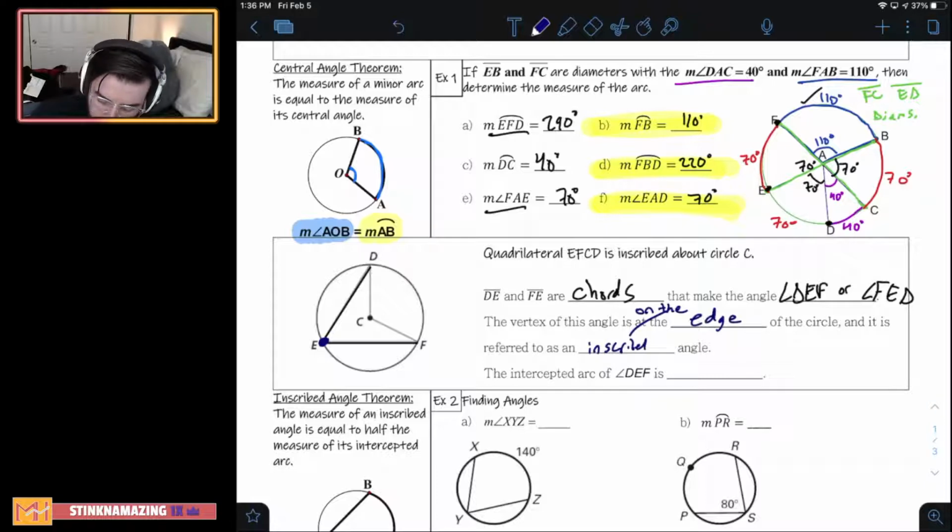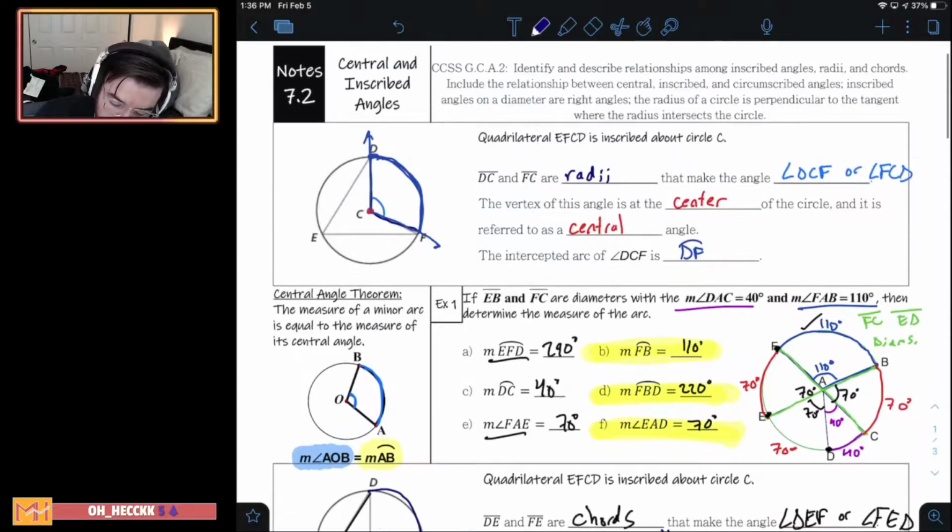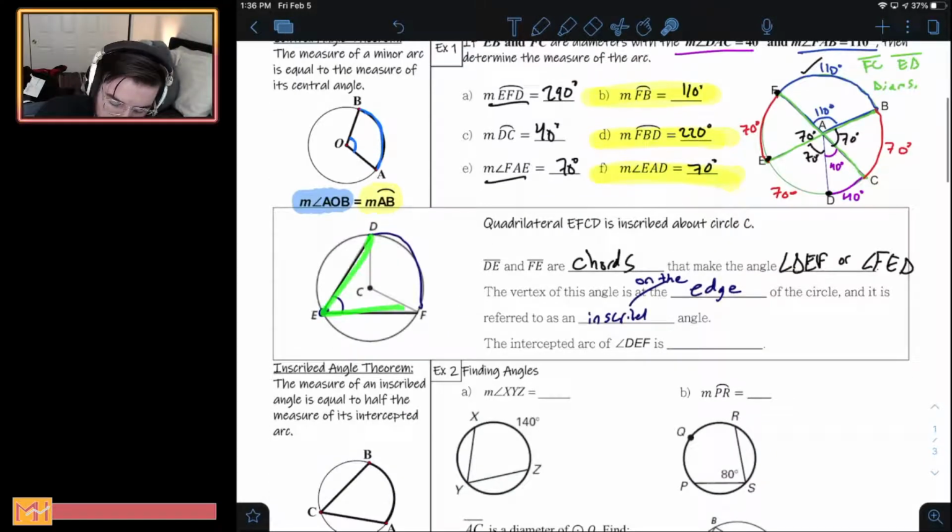Inscribed angle. The intercepted arc is that guy right there. The angle opens up. It still touches the same arc. I want you to realize that, right? This angle and this angle create the same arc, DF. That's a pretty big deal. That's a pretty big observation.